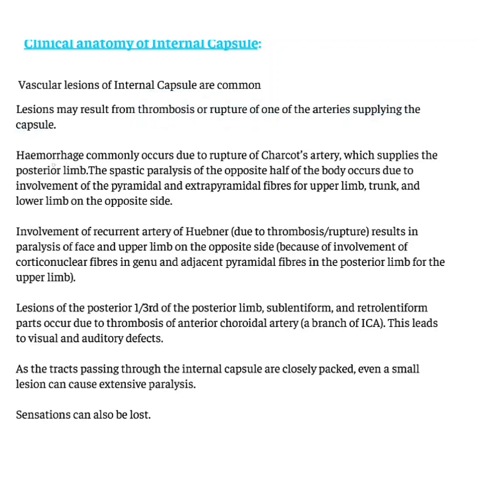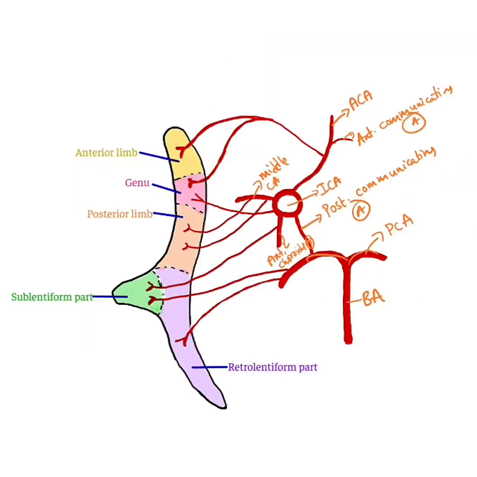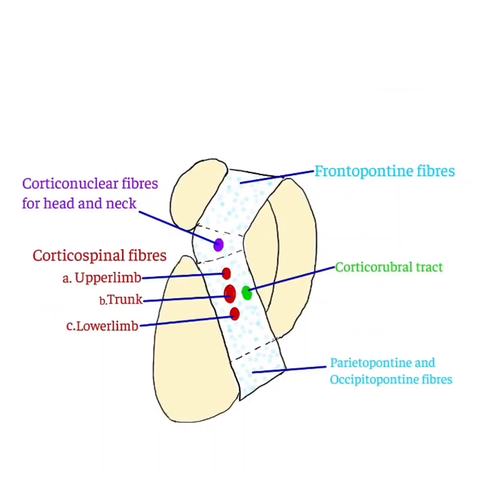Hemorrhage commonly occurs due to rupture of Charcot's artery, which supplies the posterior limb. Charcot's artery is a branch of the middle cerebral artery. In the posterior limb, corticospinal fibers for the upper limb, trunk and lower limb muscles are present, and extrapyramidal fibers are present.